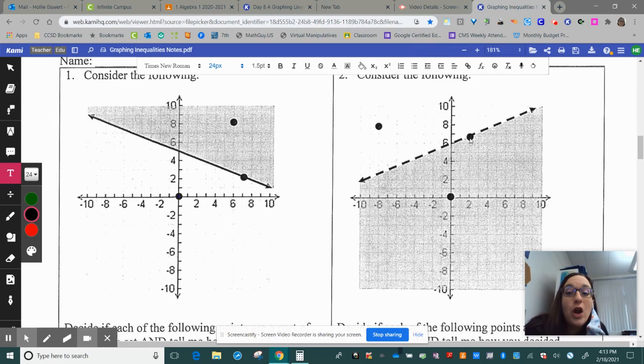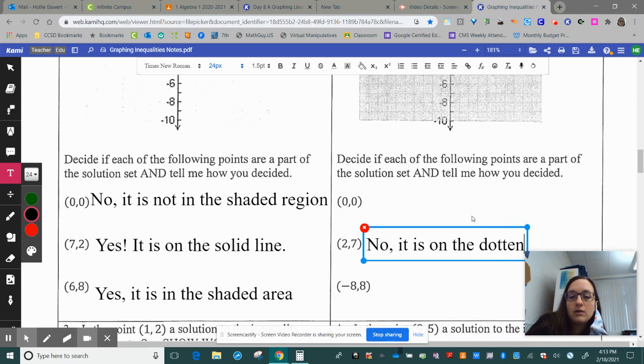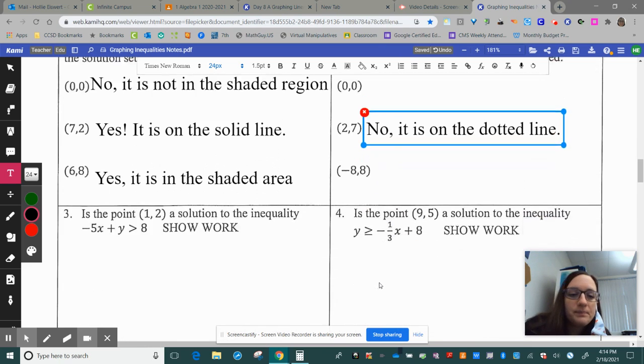The answer is no, because it's on that dotted line. The dotted line is an open circle. It's like we can't touch it. So we cannot have an ordered pair on the line be a part of the solution set. So no. You put because, because it's on the dotted line, it is not a part of our solution. We can't touch it. All right. I'm going to have you do 0, 0 and negative 8, 8 on your own. I think you got this.